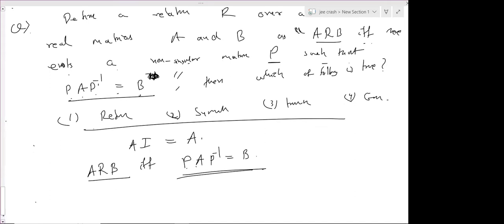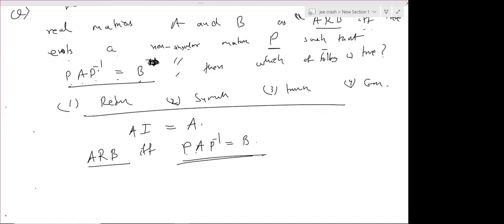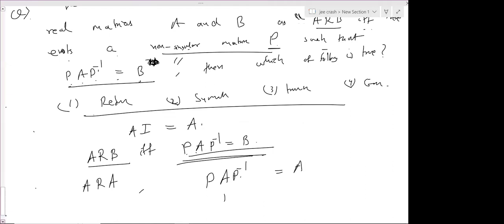This is our relation. So how to check reflexive? For reflexive, A must be related to A. So we have to check this condition: P A P inverse must equal A. They are saying if and only if there exists a non-singular matrix P, so this P can be any matrix. So I can say P is I, the identity, and I inverse A is A. Yes or no? Okay, so we can say this is reflexive.